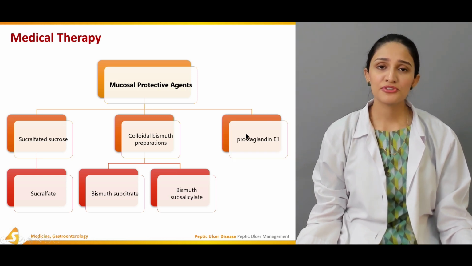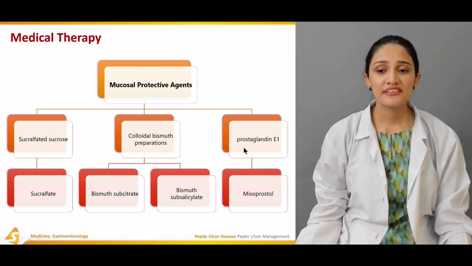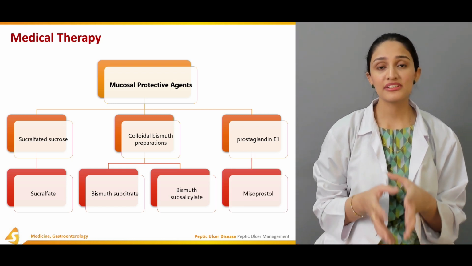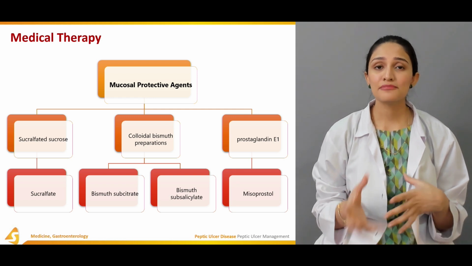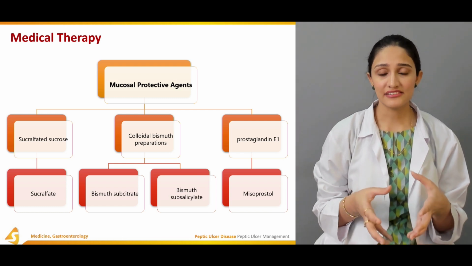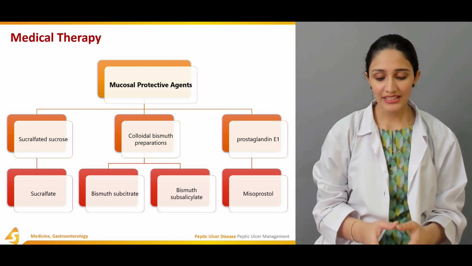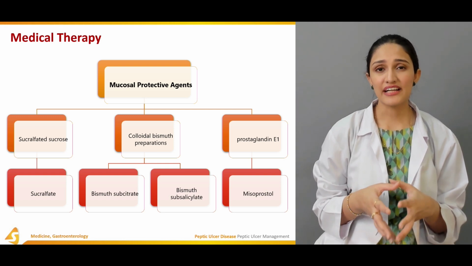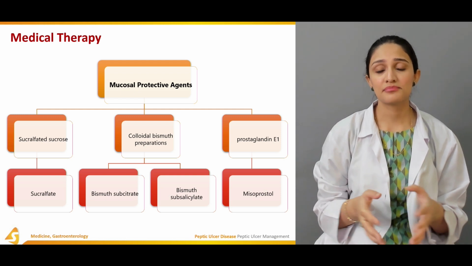And the third type of mucosal protective agents are the prostaglandin E1 analogs, being misoprostol. So misoprostol is more of a treatment given for prophylaxis. It prevents the development of these ulcers within the stomach and the duodenum, and it usually causes diarrhea, and it is highly contraindicated in pregnant women.